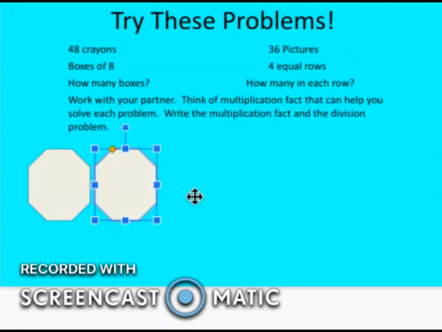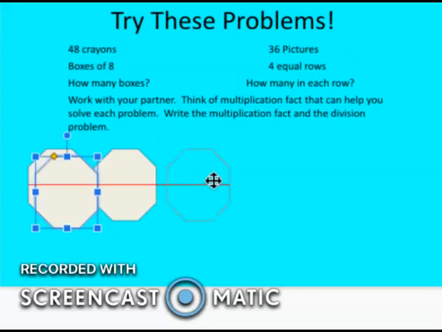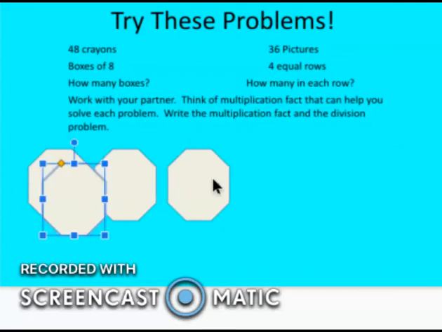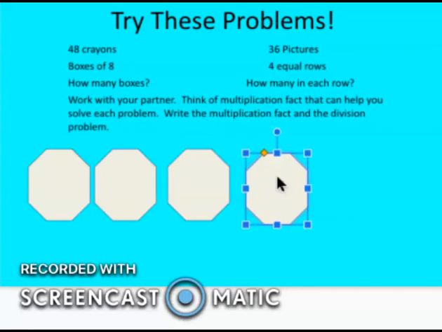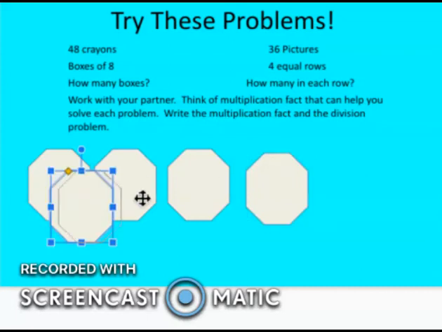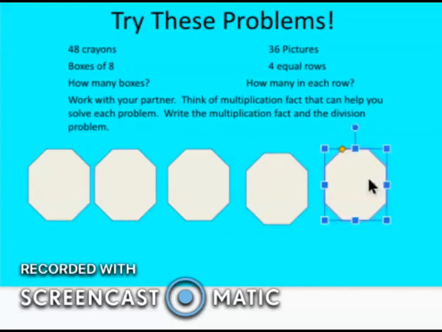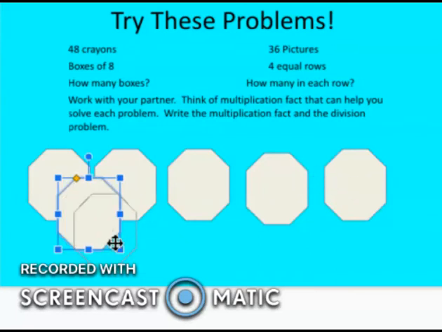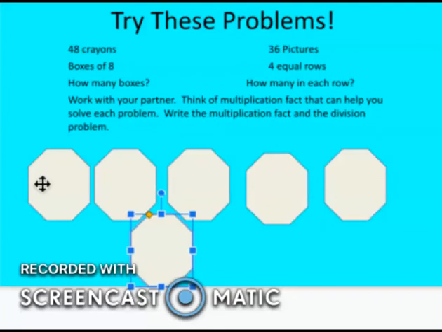And then I'm going to add another one. That's going to give me 24 if I were to count all the sides. And another one is going to give me 32. One more is going to give me 40. And then one more is going to give me 48. Now I'm going to count those sides with you quickly so that you can see we are getting our answer based on how many sides we have.